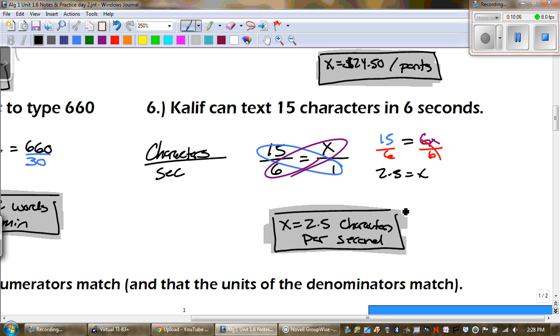Okay, and when you're done cross multiplying, you get 15 equals 6x, divide both sides by 6. And this person can type 2.5 characters in a second. So that means when they're on their little cell phones, typing away, they can type OM and almost get to the G, but they can't quite get it.